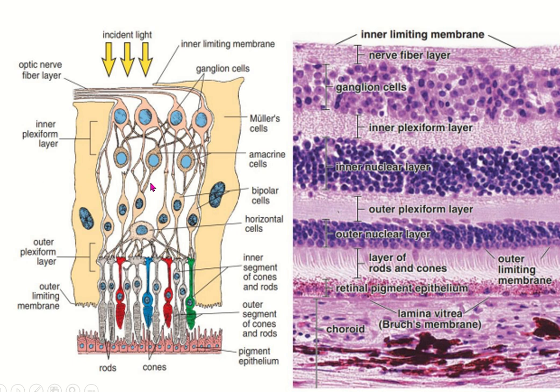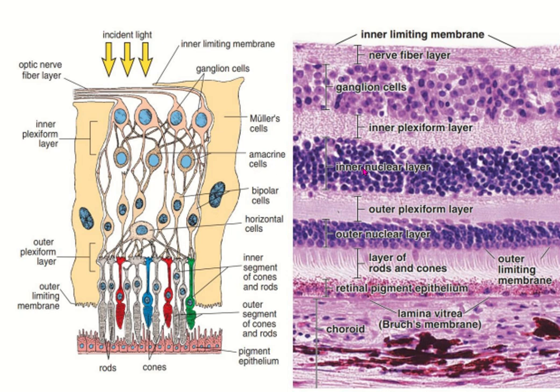This is the schematic diagram of the retina showing the optic nerve fibers. They are the axons of the ganglionic cells. So this is the nerve fiber layer, and this is the ganglionic cell layer, this one, and inner plexiform layer. This inner plexiform layer is formed by the axons of the ganglion cell and bipolar cell.